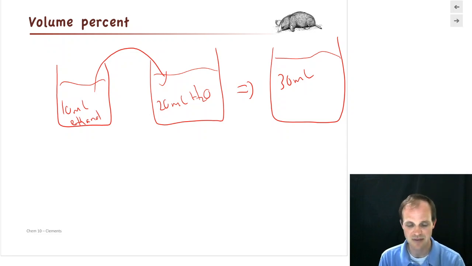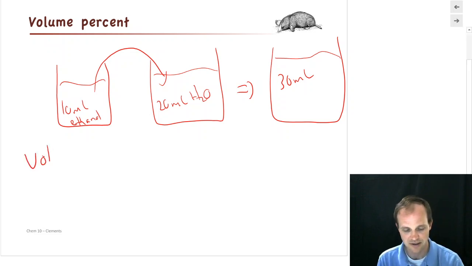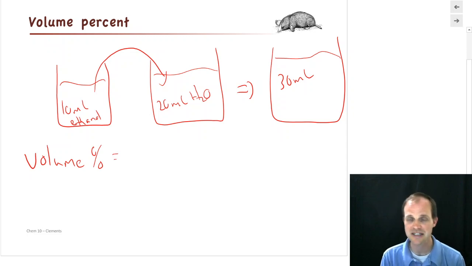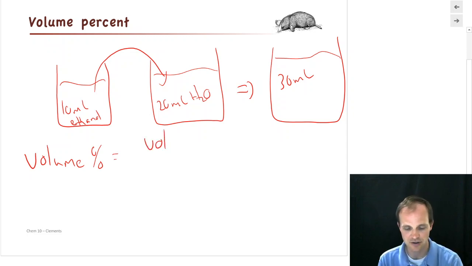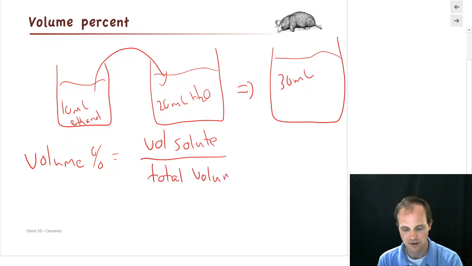So in cases where you're measuring liquids, oftentimes people will use a volume percent. And a volume percent has a very similar definition to our mass percent, and it's going to be the volume of my solute over the total volume. And the total volume is the solute plus the solvent.